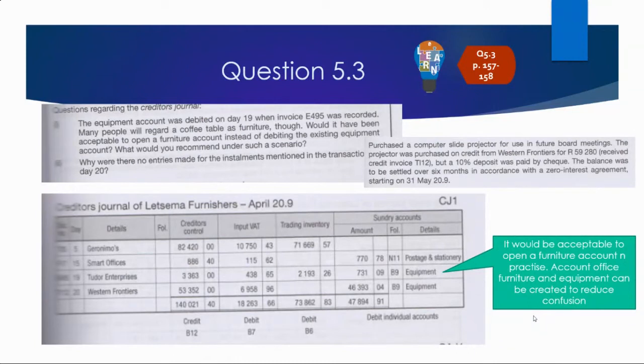So on day 20, they said, we purchased a computer slide projector for use in future board meetings. The projector was purchased on credit from Western Frontiers for $59,280, received credit invoice TI-12, but a 10% deposit was paid by check. The balance is to be settled over 6 months in accordance with a zero interest agreement starting on 31 May 2009. So the question is, why have we not included an entry for the installments in our creditors journal? Why do you guys think?